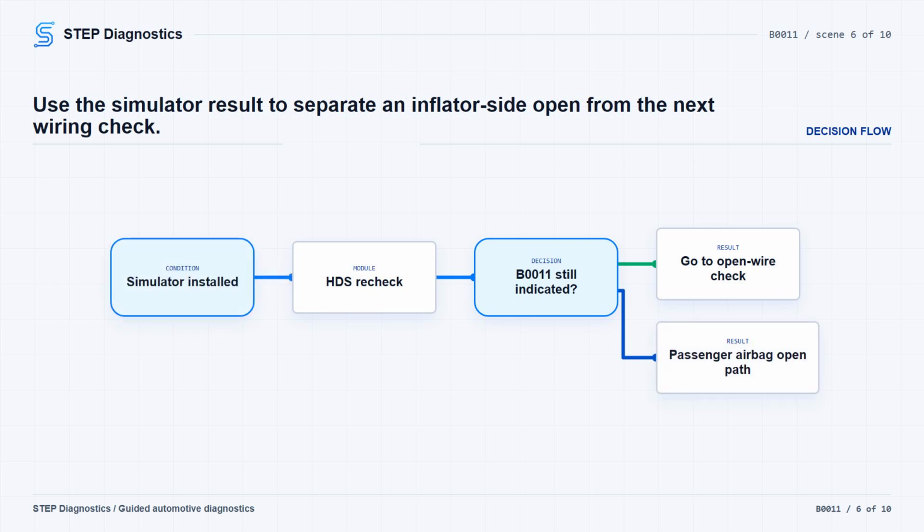If B0011 is no longer indicated with the simulator in place, the diagnostic path points to an open in the front passenger airbag first or second inflator. Replace the front passenger airbag, then clear the DTC.